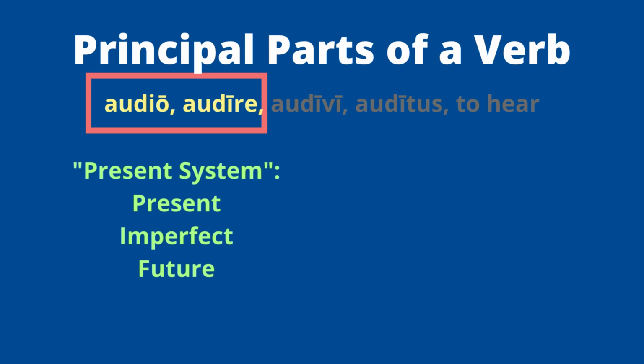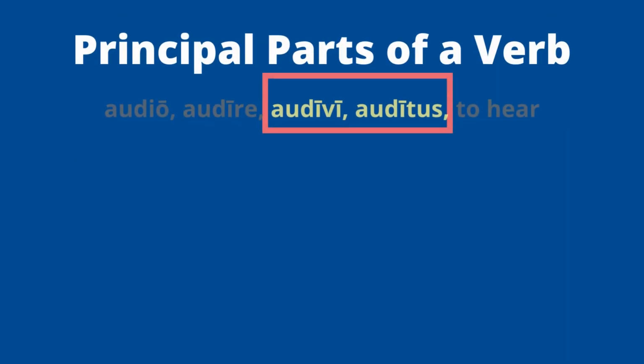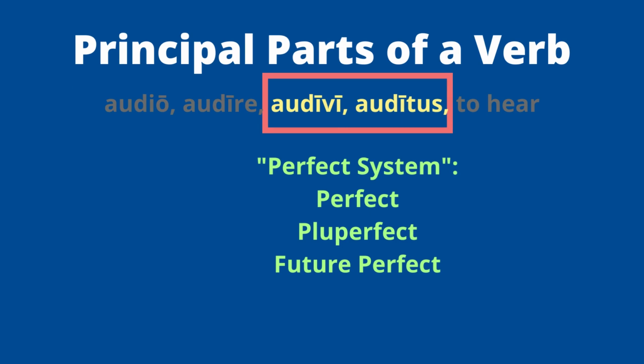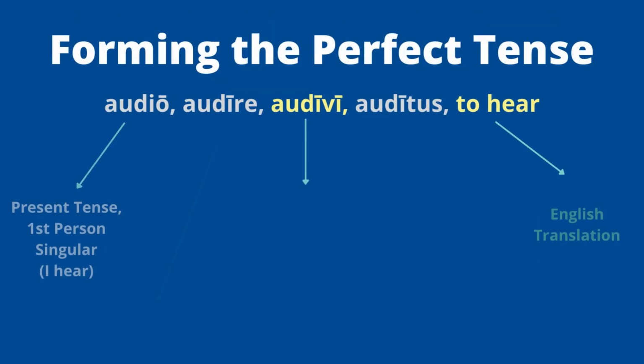So this is the first tense where we're using a different principal part, if you will, which is why we didn't include perfect with present and imperfect, okay? This is sometimes called the perfect system. So the perfect tense, the pluperfect, and the future perfect, which we're going to do in the next three videos, they all start with the third principal part, or the fourth, depending on what you're really doing here, right? But they really all hinge on that third principal part of audivi.